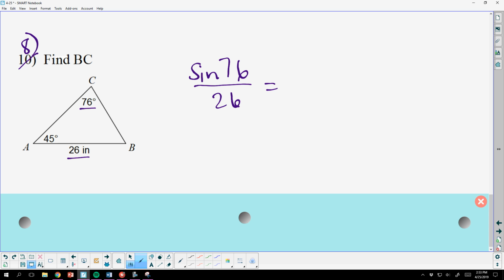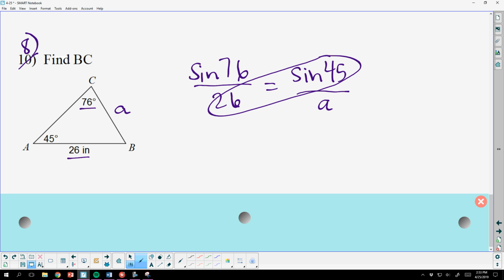And then what are we solving for? Side BC, or side A? So that means we need to use angle A, right? So then we're going to go sine of angle A, which is 45, over A. Then what do we multiply? Yep, so we go 26 times this divided by sine 76 in the calculator. Sine of 45 times 26.